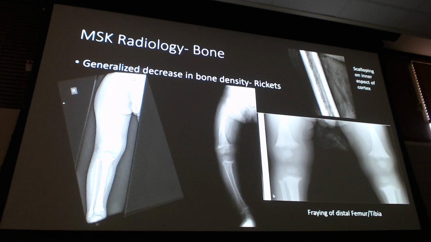Okay? If you get a really good x-ray, you see the scalloping up at the top, on the inside of the cortex, right here. It's not a nice straight line, it has kind of a little curve cut out there. That's a super advanced finding. Don't get so hung up on that, focus more on the fraying of the joint space, the vitamin D deficiency, the bow-leggedness, the bowing of the femur, okay?